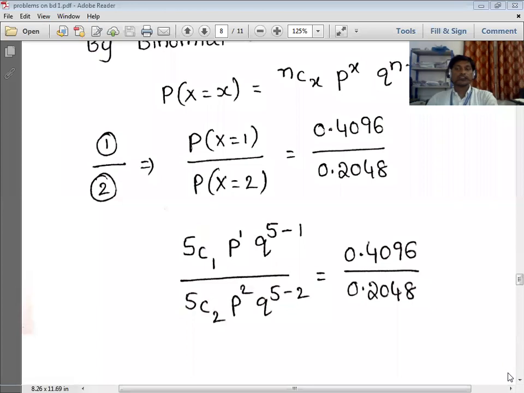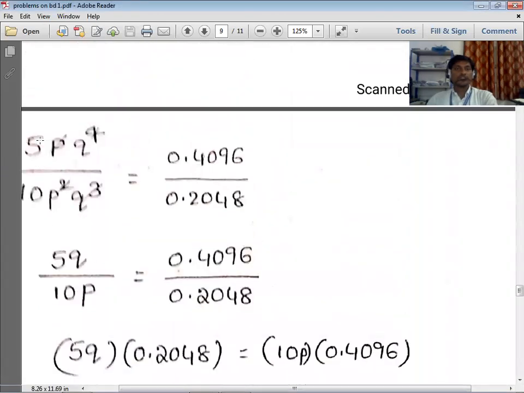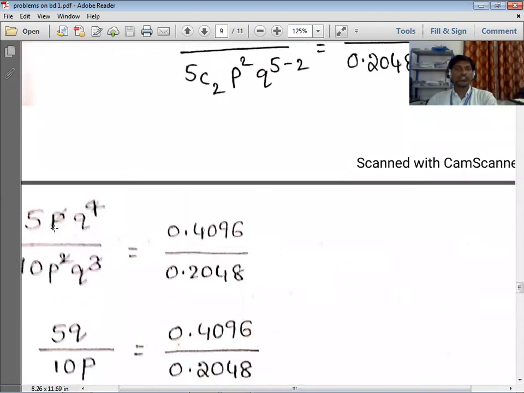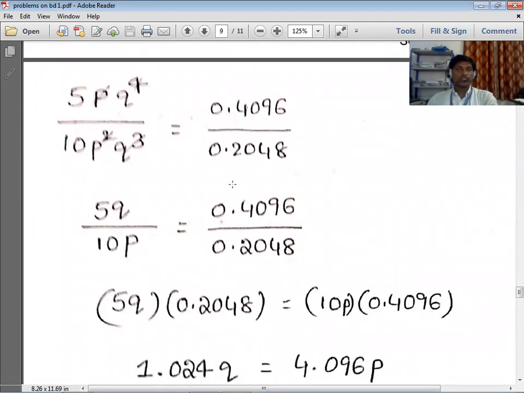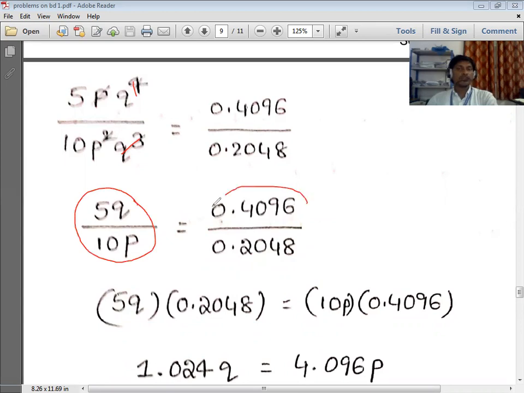Next, here it is 5C1, which is nothing but 5, and 5C2 is nothing but 10. Then p by p square, and q power 4 by q cube, and 0.4096 by 0.2048. Here p and p cancel, and q cube and q cancel. What remains is 5q by 10p equal to 0.4096 by 0.2048. Cross multiplying, 5q into this one is equal to 10p into this one. So 1.024q is equal to 4.096p.